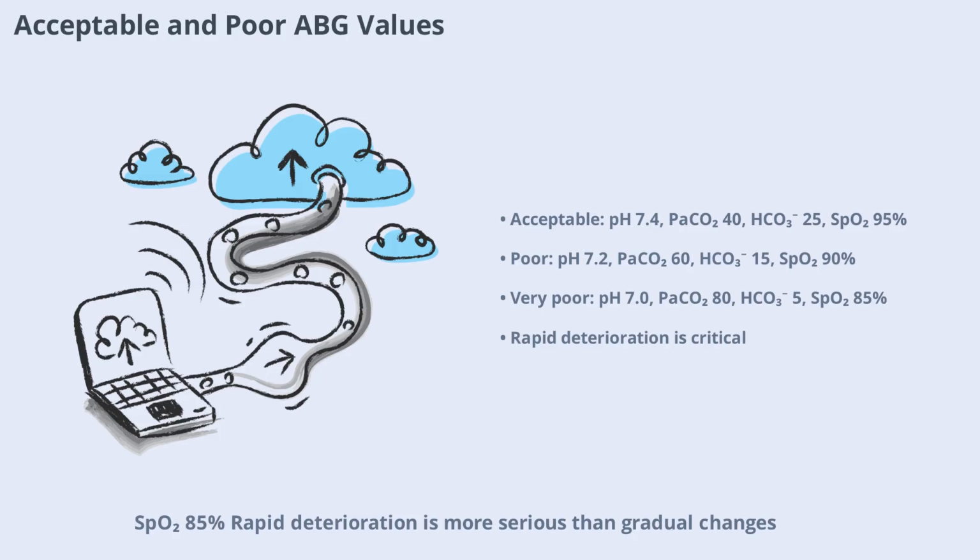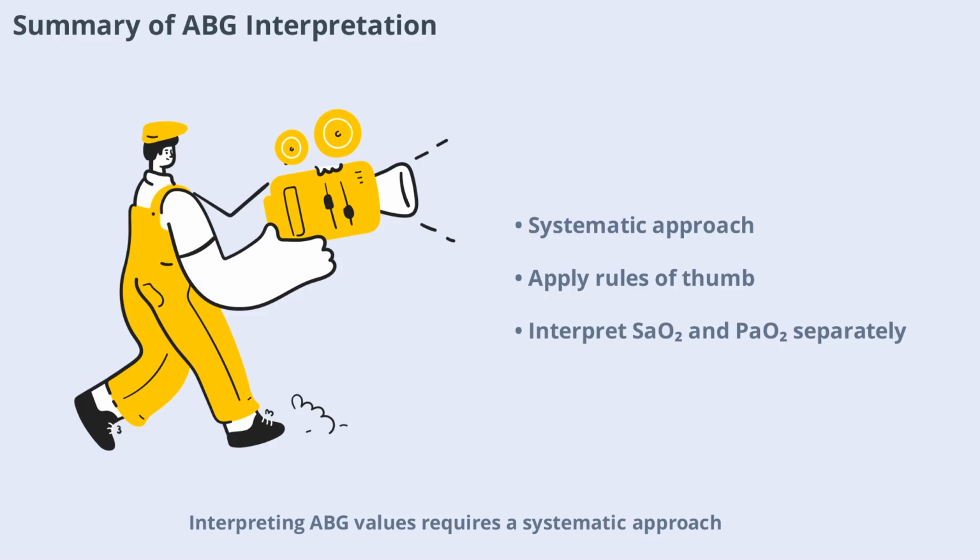Rapid deterioration is more serious than gradual changes. Interpreting ABG values requires a systematic approach, knowledge of normal ranges, understanding of primary and mixed disorders, and recognition of compensation mechanisms. By applying rules of thumb and considering clinical context, you can accurately diagnose acid-base disturbances and hypoxemia. Always interpret SaO2 and PaO2 separately and use the oxygen-dissociation curve for guidance.